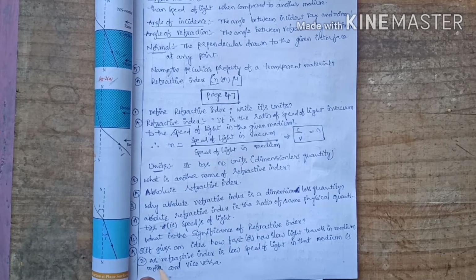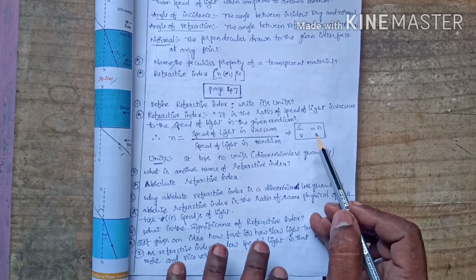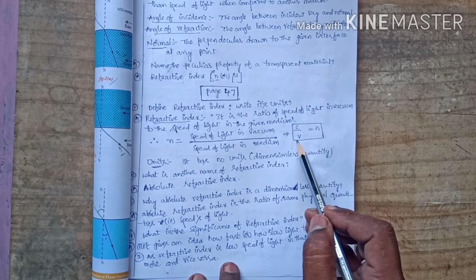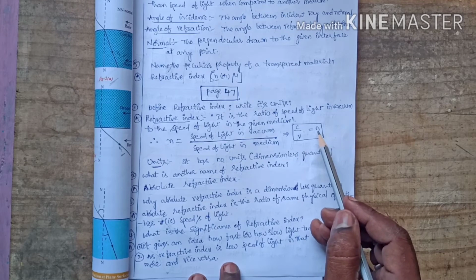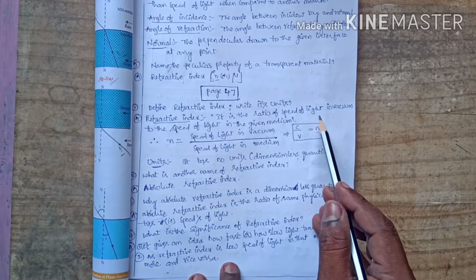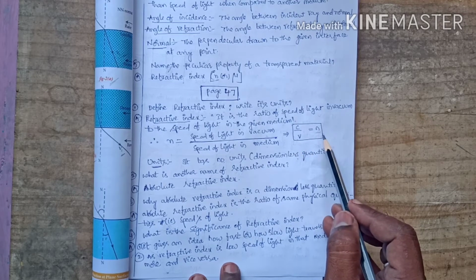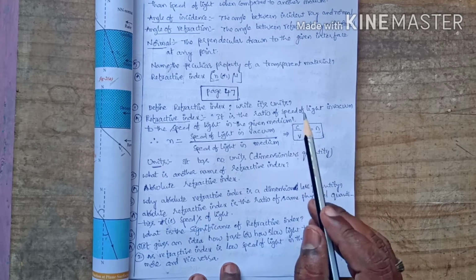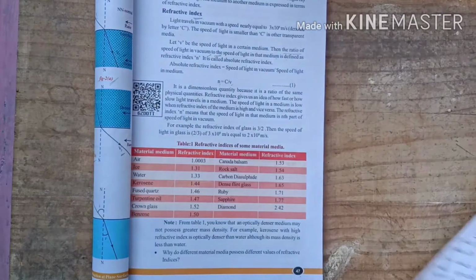Next, as the refractive index is low, the speed of light in that medium is more. Why? Because n is equal to c by v. n is in the numerator, v is in the denominator. Both of them are inversely proportional. So as the refractive index is more, the speed of light is less. As the refractive index is less, the speed of light is more. So that is the meaning of refractive index.